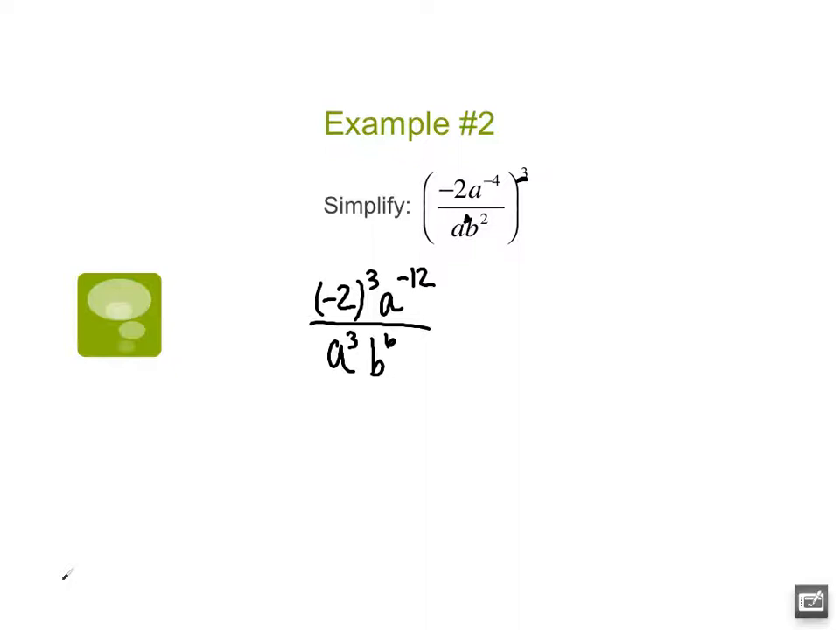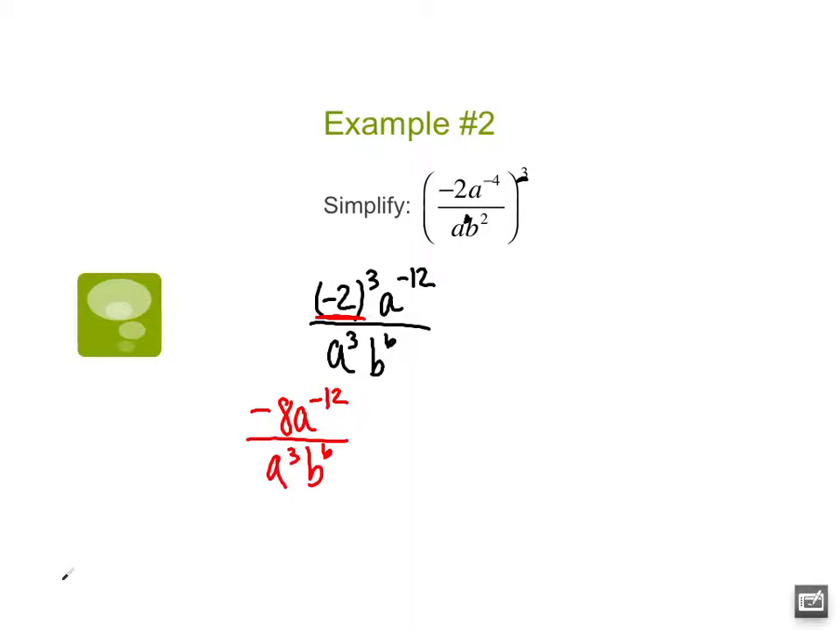we want to multiply. Before we go on to step number 2, I just want to simplify this part. Negative 2 to the third power, that's negative 2 multiplied by negative 2 multiplied by negative 2, which becomes negative 8. And then a to the negative 12th, all over a to the third, b to the 6th.